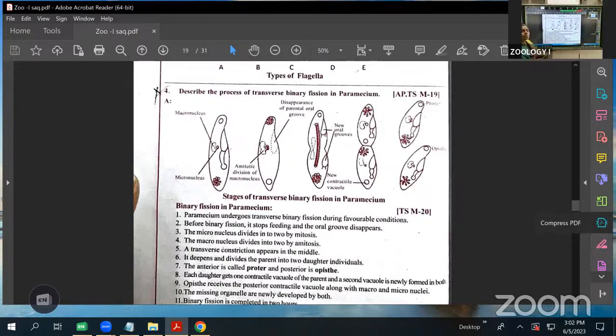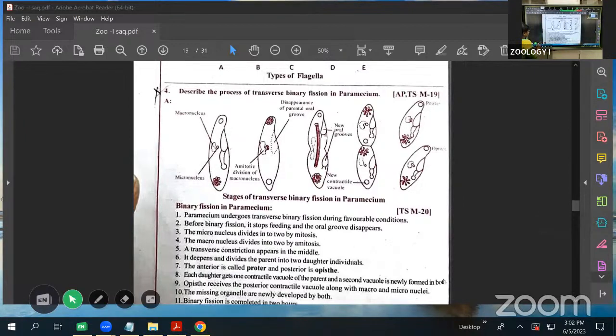We are in the SAQs, fifth lesson SAQs. We started yesterday only. Already I explained the types of flagella here. Now the topic is locomotion and reproduction in protozoans.